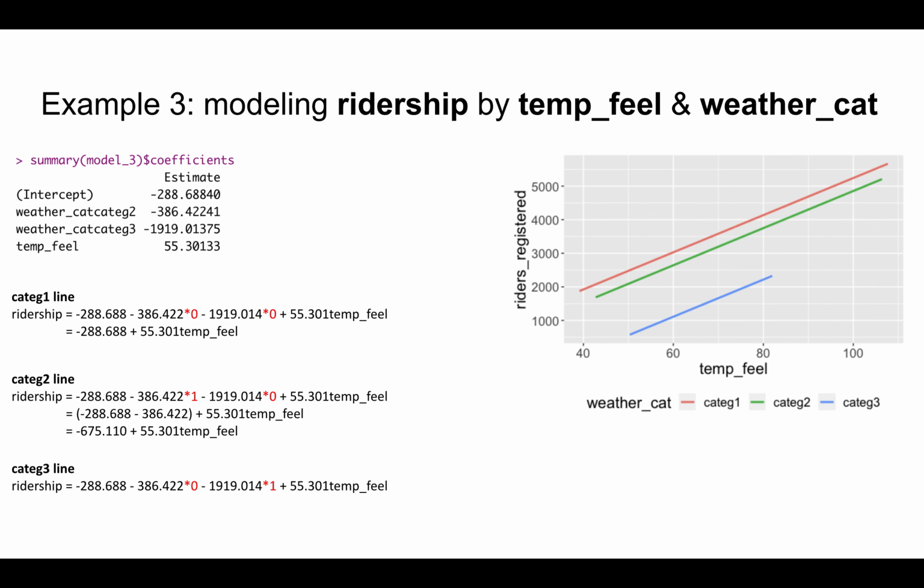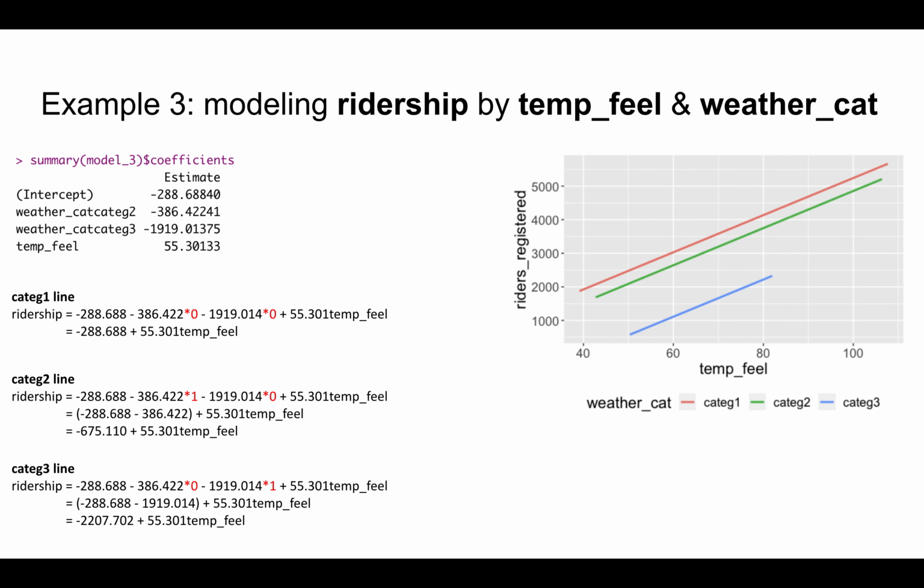Similarly, in the trend line for weather category 3, the category 2 coefficient drops out, and the category 3 coefficient bumps the intercept down by a whopping 1,919 riders, from negative 288.688 to negative 2207.702.